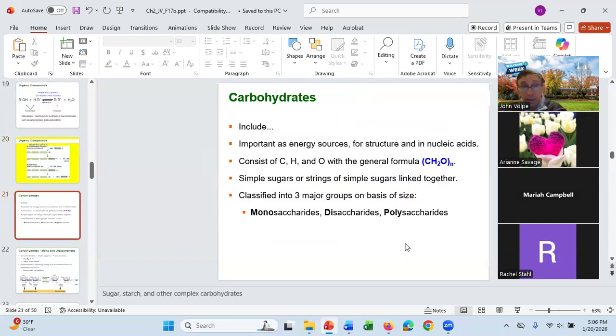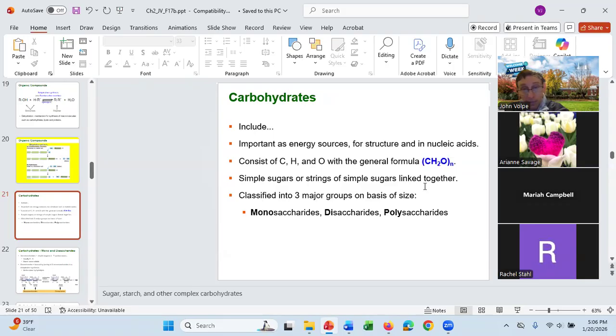All right, if not, let's talk about the first of the biological molecules, carbohydrates. These include sugars, starches, and other complex carbohydrates. Carbohydrates are an important energy source. We use them for cell structure. They're used in making nucleic acids. Carbohydrates always consist of carbon, hydrogen, and oxygen. But they're not just any combination of carbon, hydrogen, and oxygen.